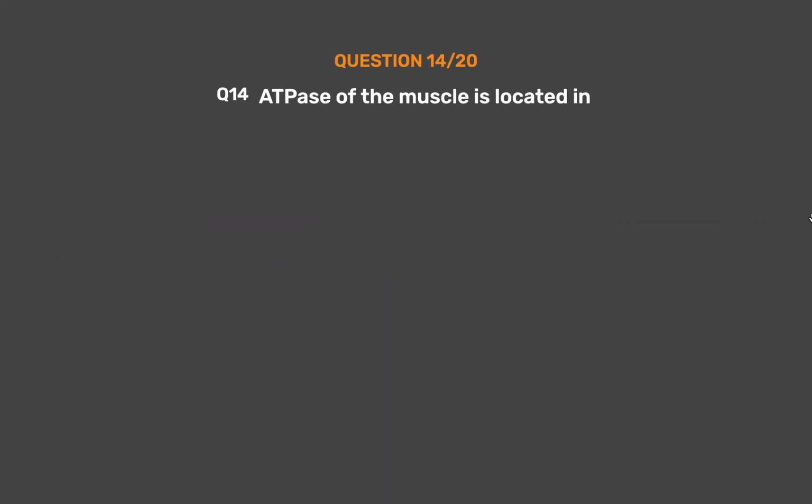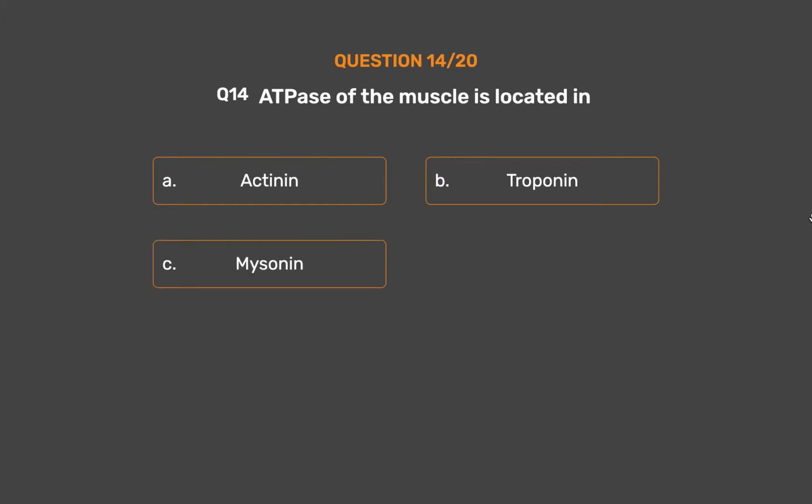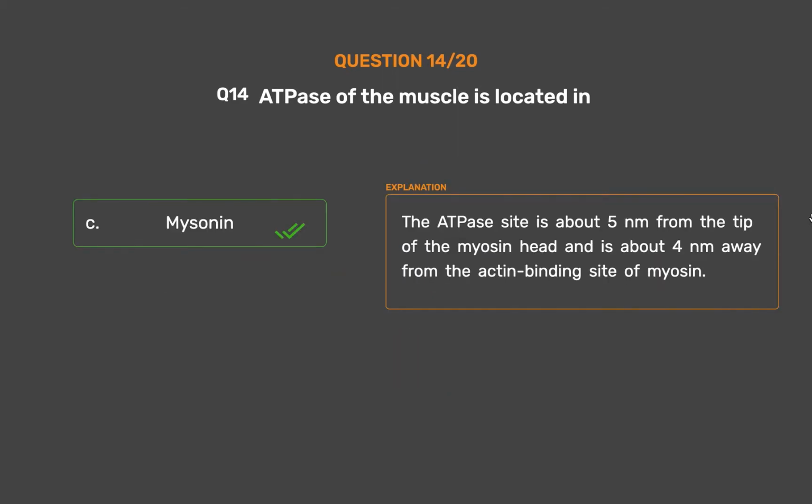Question number 14. ATPase of the muscle is located in option A, actinin. Option B, troponin. Option C, myosin. Option D, actin. The correct answer is option C, myosin. The ATP site is about 5 nanometers from the tip of the myosin head and is about 4 nanometers away from the actin binding site of myosin.